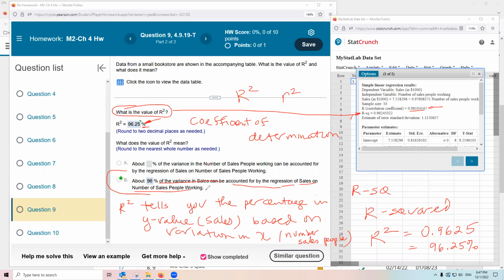So R squared is always the variation in Y. This first answer is wrong because it's talking about the variation in X. R squared measures the variation in Y that's accounted for by the regression model.